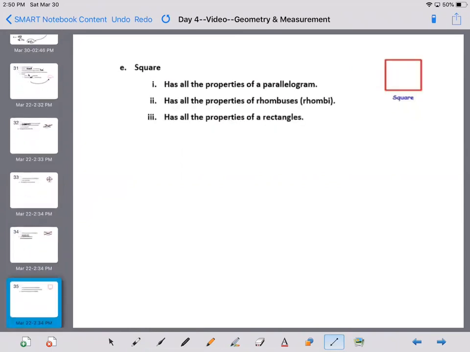A square, again, has the same properties. It is a parallelogram, has the same properties as a rhombus (rhombi is plural), and it has the same properties as a rectangle.